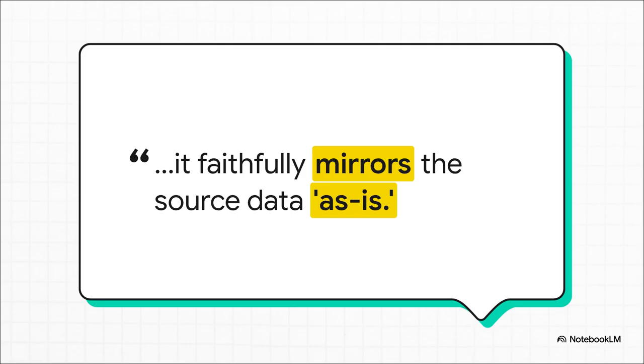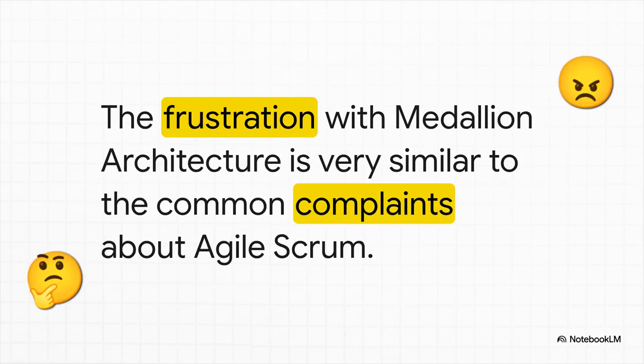And this next one is the real kicker. The idea that it has to be a faithful, untouched mirror of the source data as is, well, that just opens up a huge can of worms, doesn't it? What if my source data is a total disaster? What if it's in some weird proprietary format that I can't even query? What then?